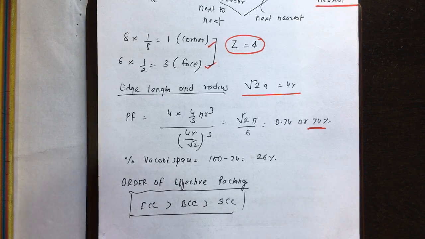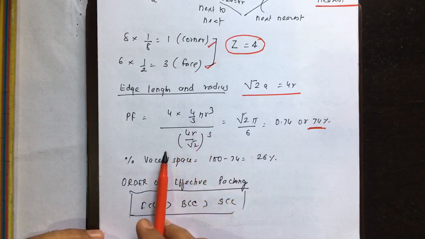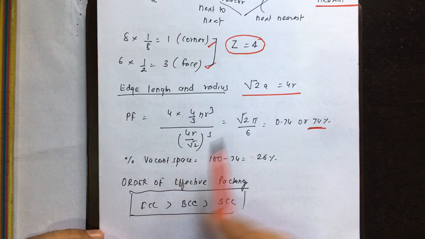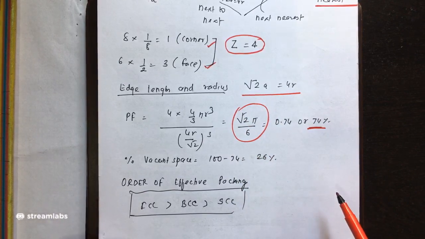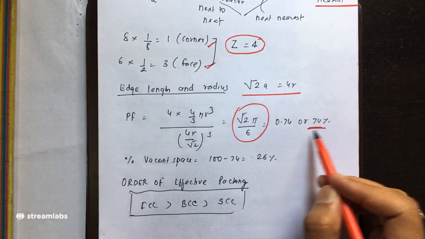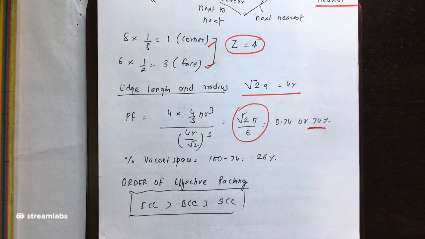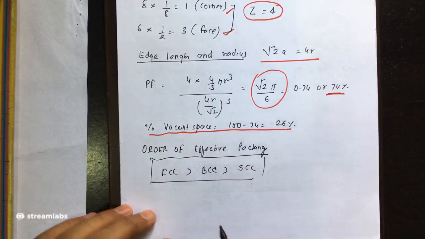Packing fraction, if you talk about same to same, you need to do PF is equal to, instead of Z, you need to put 4 into 4 by 3 pi r cube upon 4r by root 2, because 4r by root 2 is the edge length a. So this is root 2 pi by 6, whose value comes out to be 0.74, which is nothing but 74%. So 74% of the space is occupied, while the rest 26% of the space is unoccupied, which is called a void space. That is the percentage vacant space, 26%.